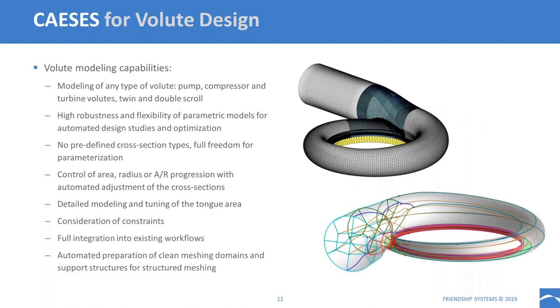Finally, when we have a model, we can integrate it fully into our existing workflows, which involves, for example, preparing automatically clean meshing domains that can be given to our mesh generation, including assignment of unique IDs to individual patches of the geometries, and we can even integrate into the parametric model support structures for structured meshing, as you can see here in the lower right picture.